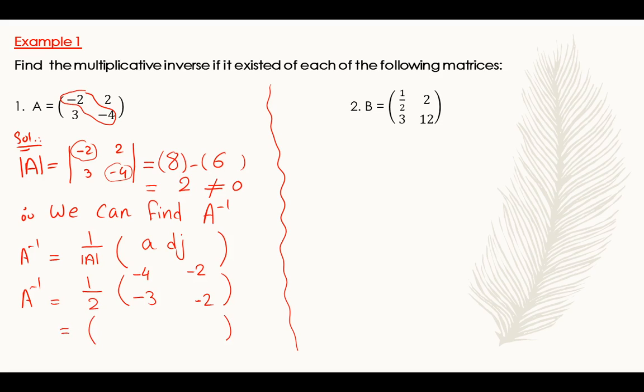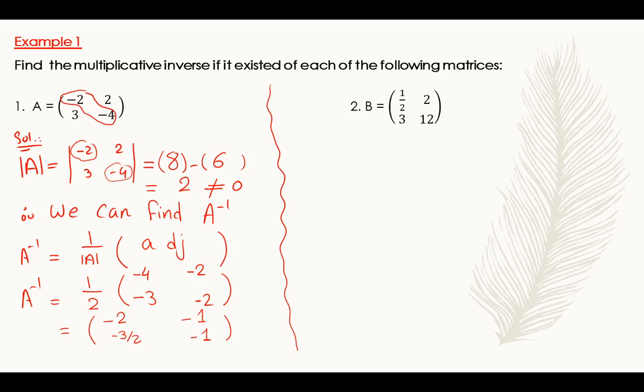Then multiply all the elements of the matrix by half. Half times -4 will be -2. Half multiplied by -2 equals -1. Half multiplied by -3 equals -3 over 2. Half multiplied by -2 equals -1. So the inverse of the matrix A is the matrix whose elements are -2, -1, -3 over 2, and -1.